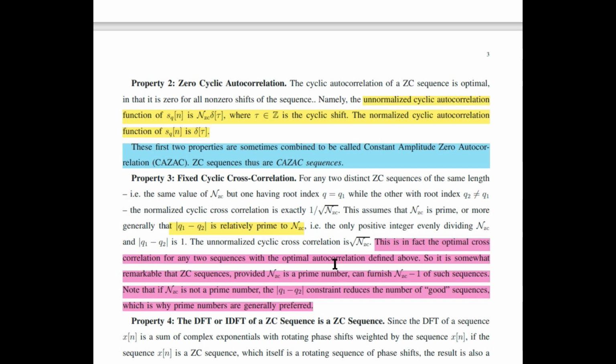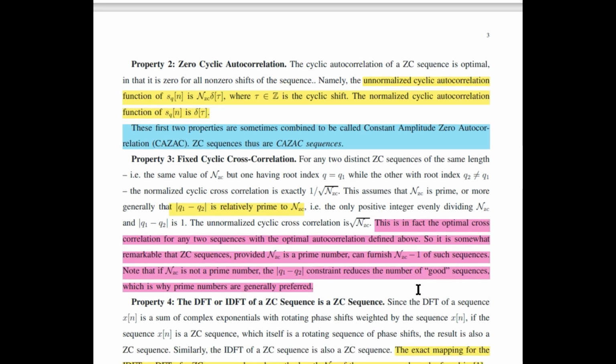Otherwise the root index is changed, but the length is the same. Then our NZC is prime, or more generally q1 minus q2 is relatively prime to NZC. The only positive integer that divides both NZC and q1 minus q2 is 1. So in this case the normalized cyclic cross correlation is root NZC. That's why this is the fair to optimal cross correlation for any two sequences with optimal autocorrelation.